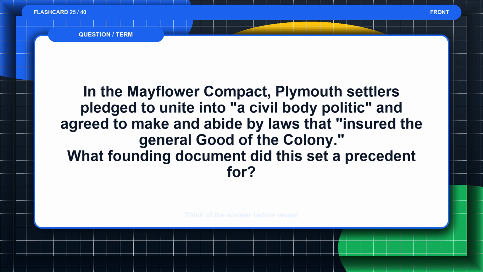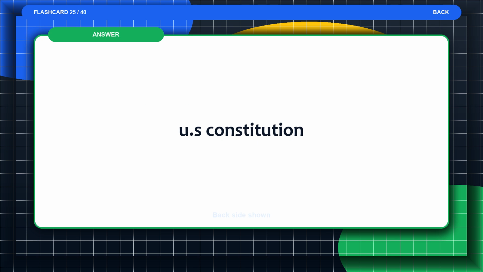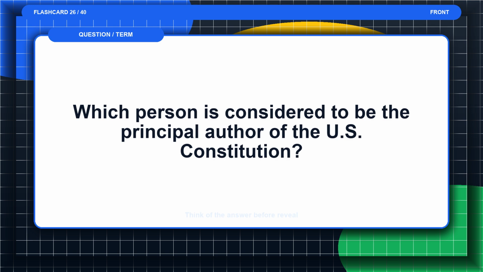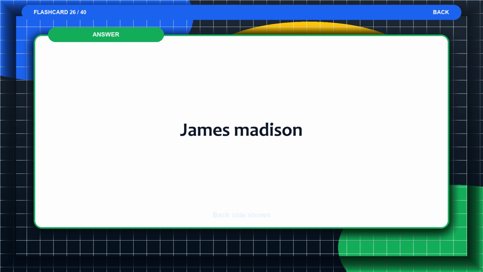Flashcard 25. In the Mayflower Compact, Plymouth settlers pledged to unite into a civil body politic and agreed to make and abide by laws that ensured the general good of the colony. What founding document did this set a precedent for? Think of the answer before the reveal. The answer is U.S. Constitution. Flashcard 26. Which person is considered to be the principal author of the U.S. Constitution? Think of the answer before the reveal. The answer is James Madison.